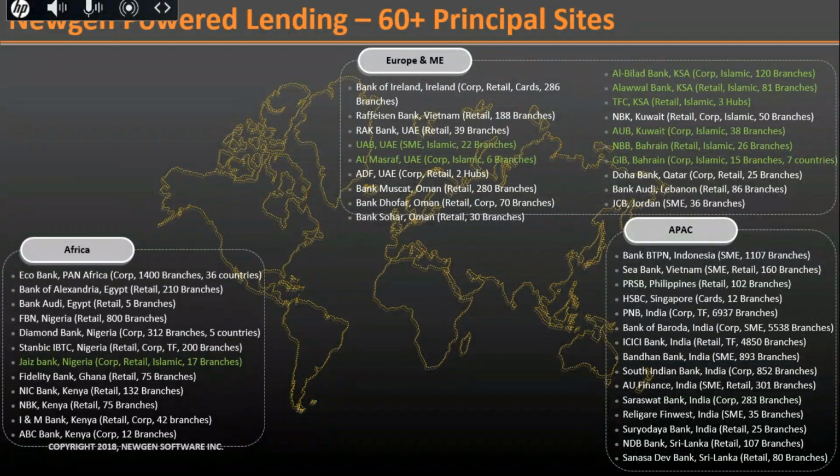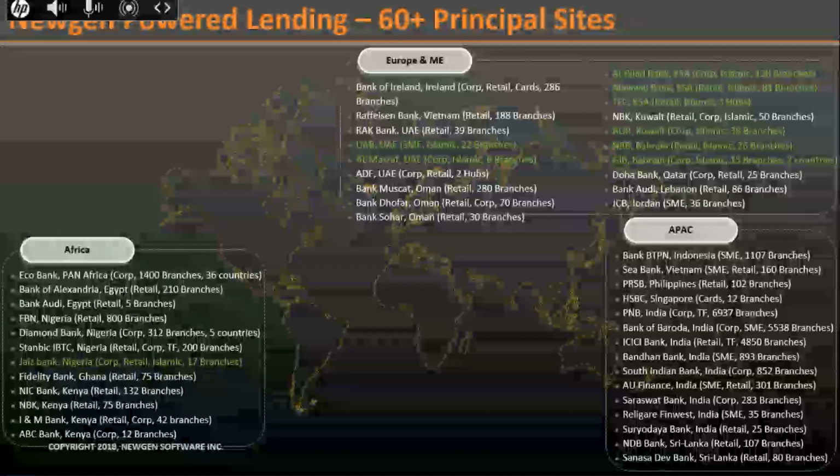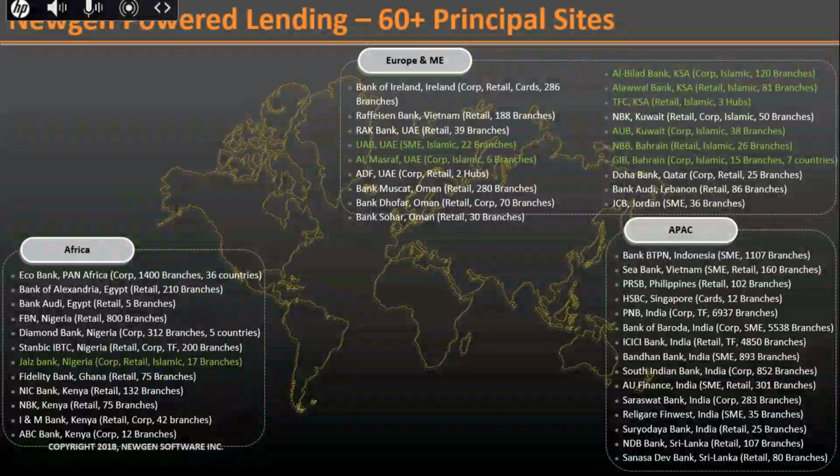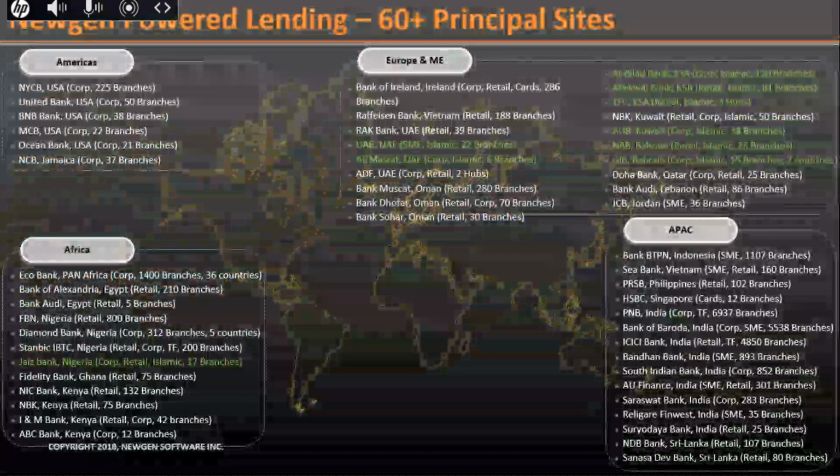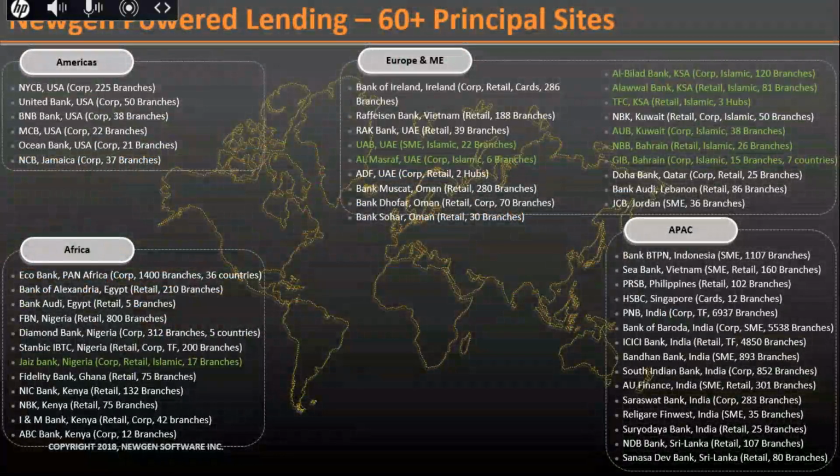In Africa, for EcoBank, we are present in 36 countries and we are doing corporate lending for them. In Americas, BNB Bank is using us for corporate lending. So you can see we are present across the globe. We are catering to banks everywhere, from the smallest of the banks to the largest of the banks.